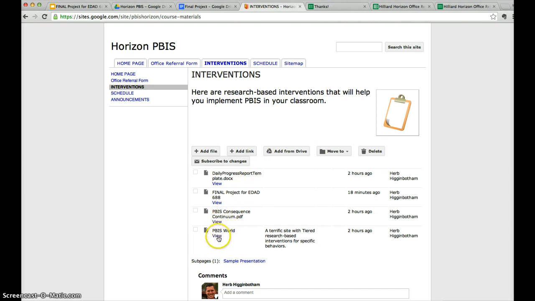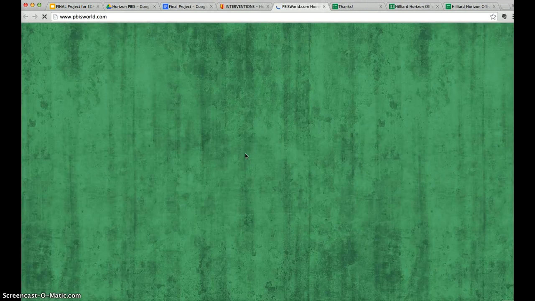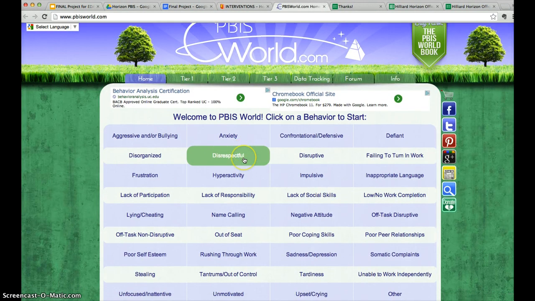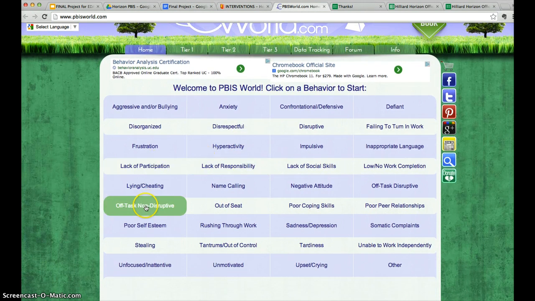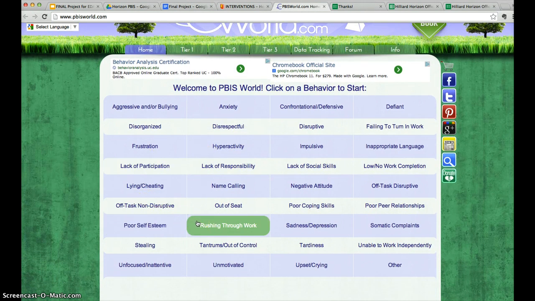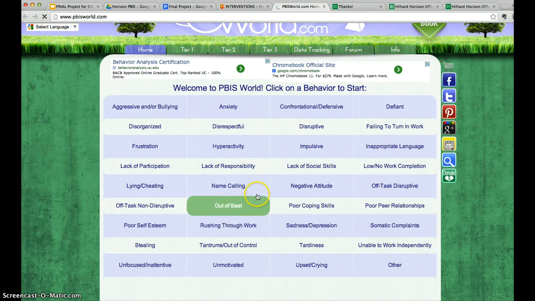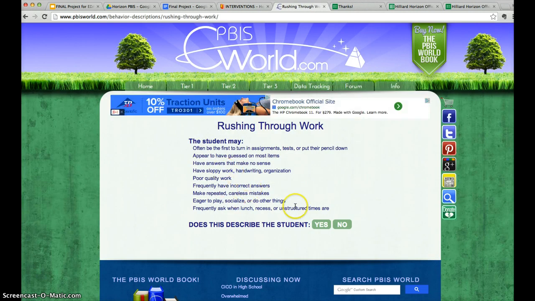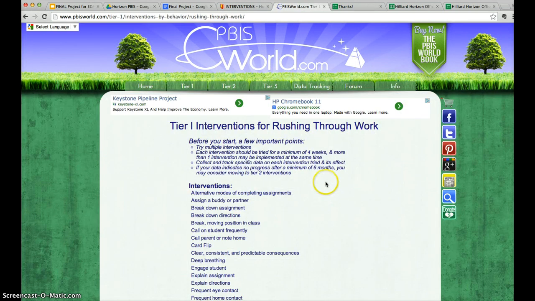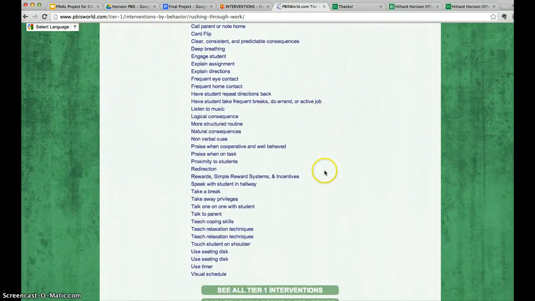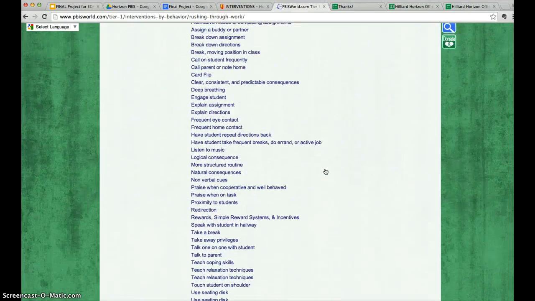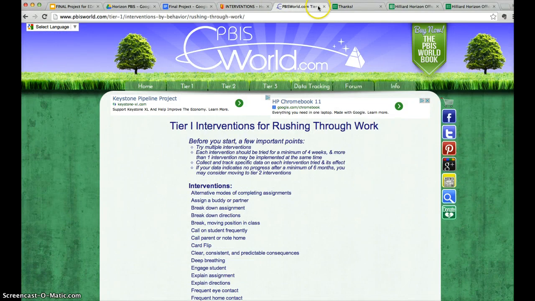I thought that would be a great resource for teachers. And there's also this wonderful website called PBIS World. I highly recommend it. You can start by selecting the ongoing behavior, and it provides us with some research-based interventions that we could try in order to support this student and try to get them to change the behaviors that we think take away from the students' learning each day.